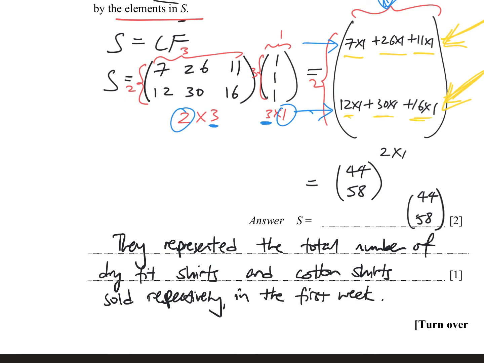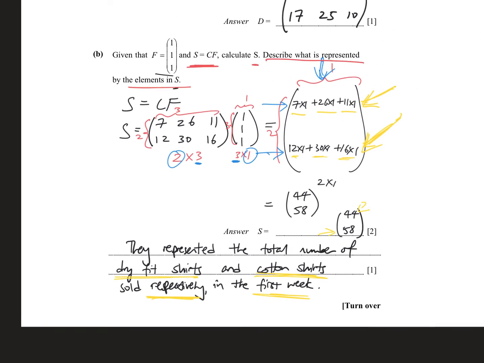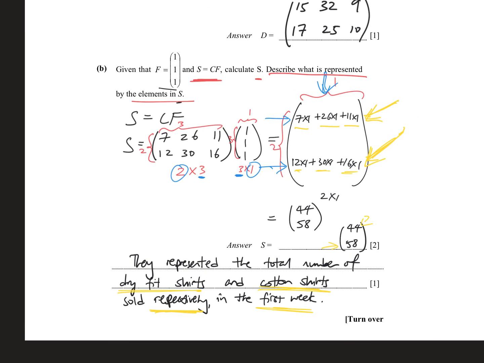So the word respectively tells me that it's the total number of dry fit shirts, cotton shirts, but one after another. Like I'm telling you the dry fit shirts one first, which is 44, followed by the cotton shirts one, which is 58. And then of course, both are in the first week. So I put that at the end. Okay, let me just zoom out so you can take a look holistically at the working. Feel free to pause.